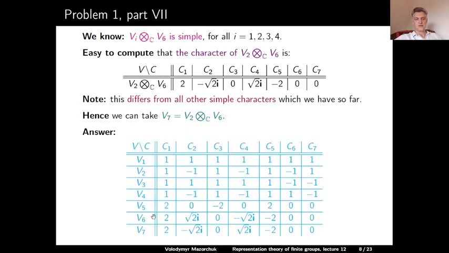So for the first 5 modules, we had the answer kind of written off from the dihedral group D2 times 4, and V6 and V7 were computed separately. So this solves the first problem.